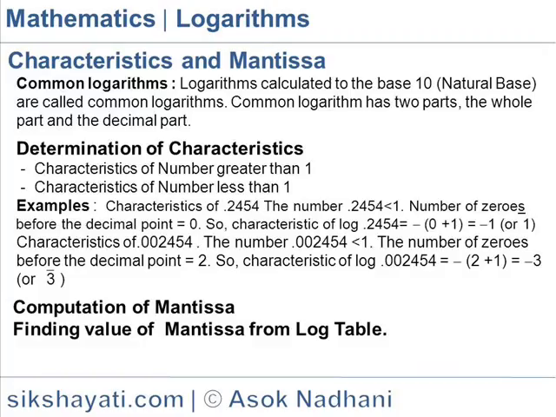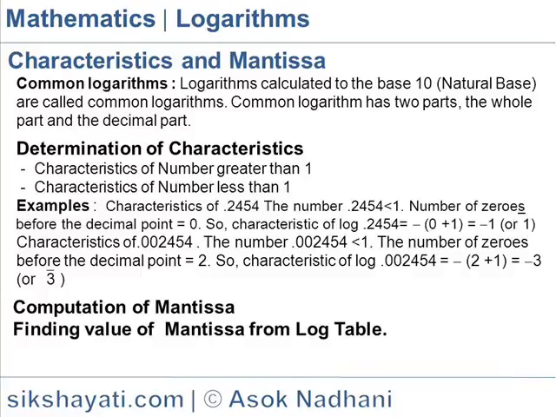Characteristics and Mantissa. Common logarithm. Logarithms calculated to the base 10, which is called the natural base, are called common logarithms. A common logarithm has two parts, the whole part and the decimal part. Characteristic: the whole part of the logarithm of a number is called the characteristic. Mantissa: the non-negative decimal part is called the mantissa.